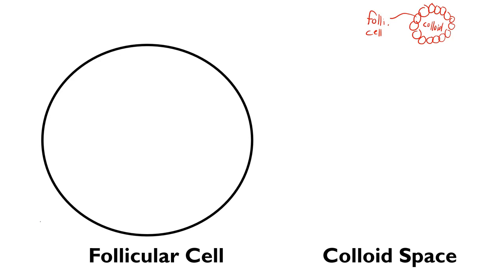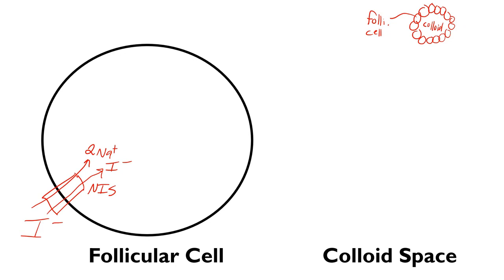And the way that iodine gets into the cell is through this ATPase called the NIS transporter. It stands for sodium iodide symporter. It brings in one iodine and it brings in 2 sodium. And this is ATP dependent.